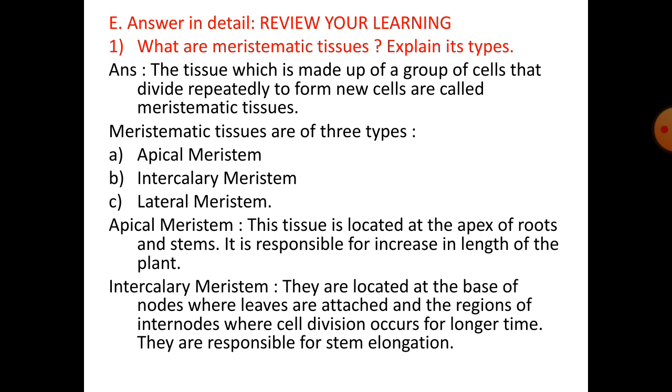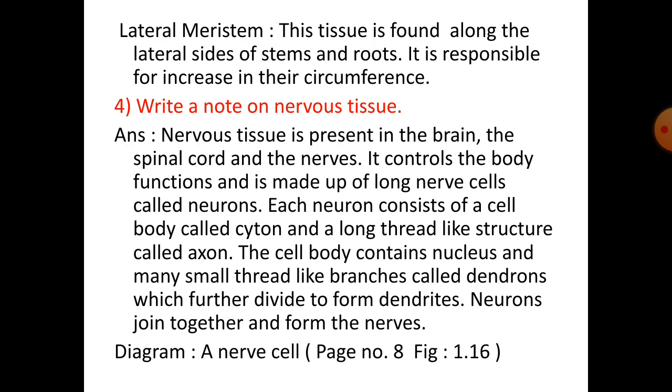Intercalary meristem. They are located at the base of nodes where leaves are attached and the regions of internodes where cell division occurs for longer time. They are responsible for stem elongation. Lateral meristem. This tissue is found along the lateral sides of stems and roots. It is responsible for increase in their circumference. Next, question number 3, we had already done this question. Explain types and functions of connective tissue proper. So once we have done, no need to do it again.